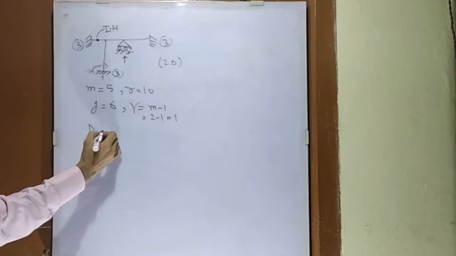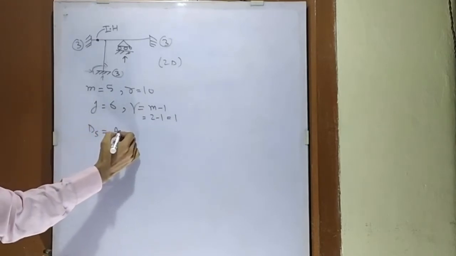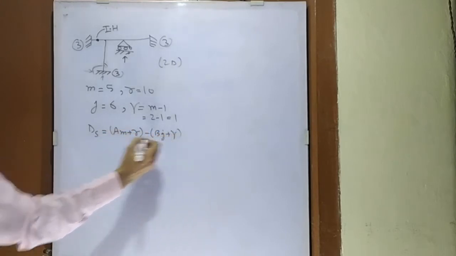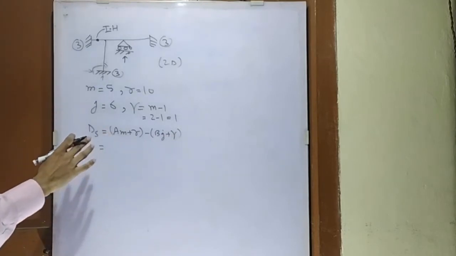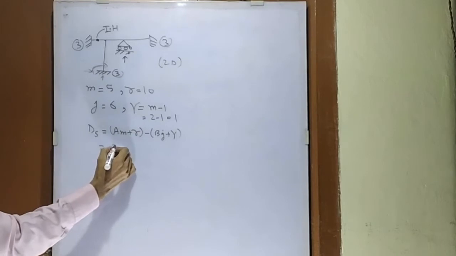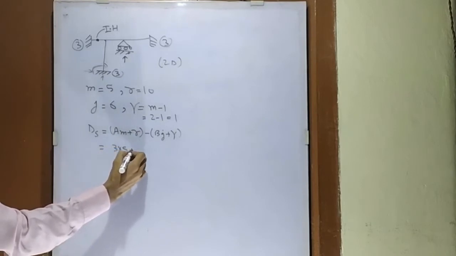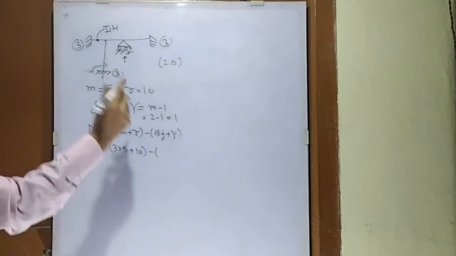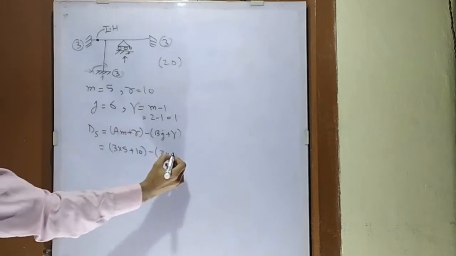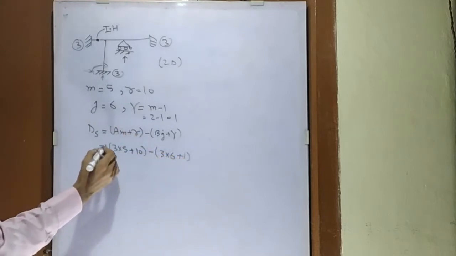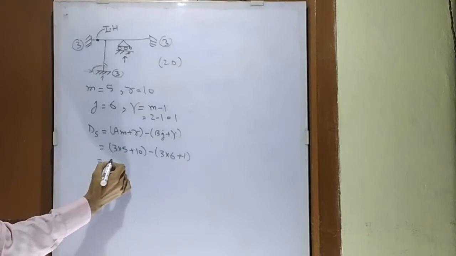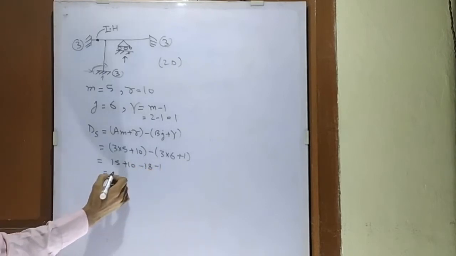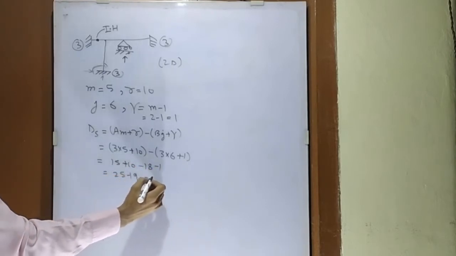Now we will put all these values in our basic formula. What was the formula? Am plus r minus Bj plus gamma. We have seen earlier that the value of A is 3 and B is also 3. So 3 into 5 plus, what is the value of r? r is 10, minus, B is 3, and what is the value of j? 6, plus 1. So let us count: 15 plus 10 is 25, and minus 18 minus 1, so 25 minus 19, this comes out to be 6.